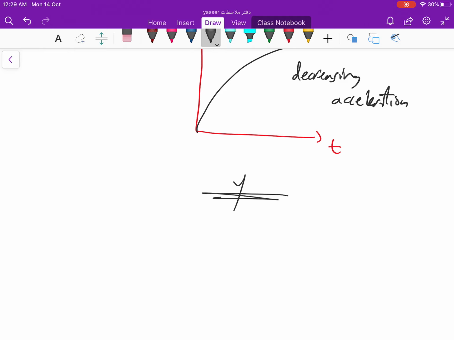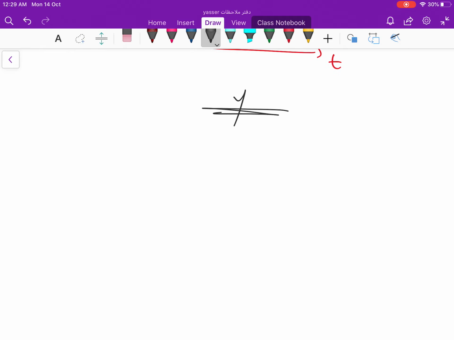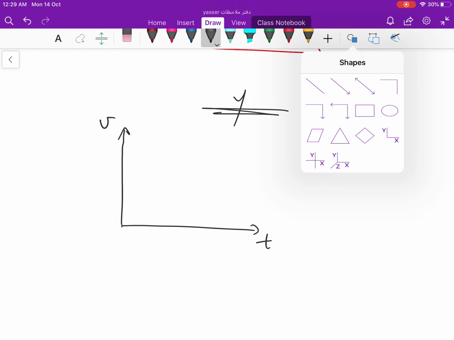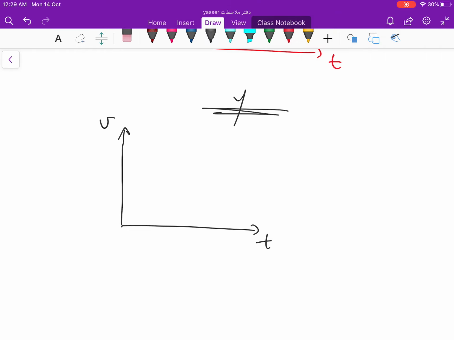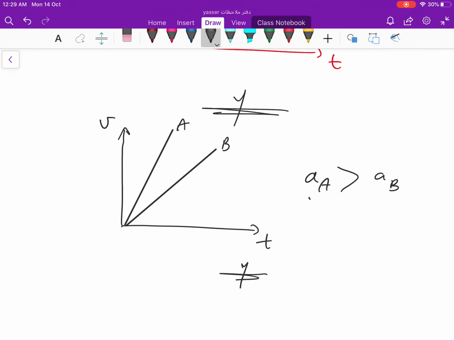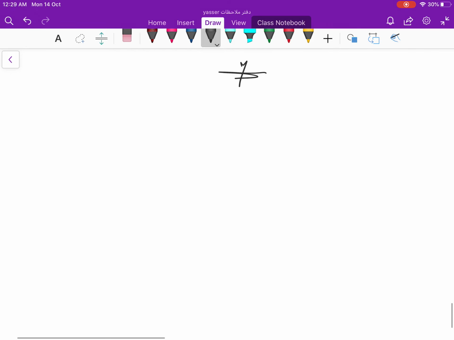And of course we can use the same graph like in the previous lecture. Here we have a velocity time graph. We are going to compare the acceleration of two objects. Here is the first line, and here is the second line. If we have two objects A and B and we compare them, the acceleration of A is greater than the acceleration of B because its graph is steeper.